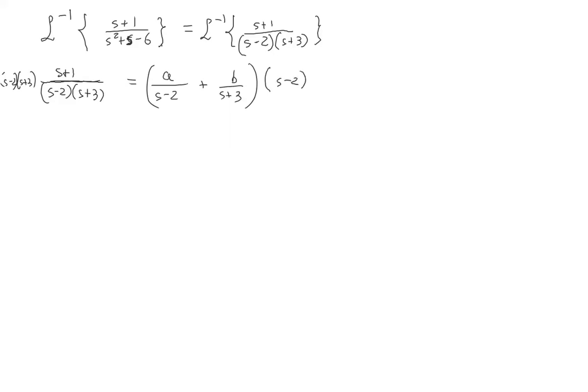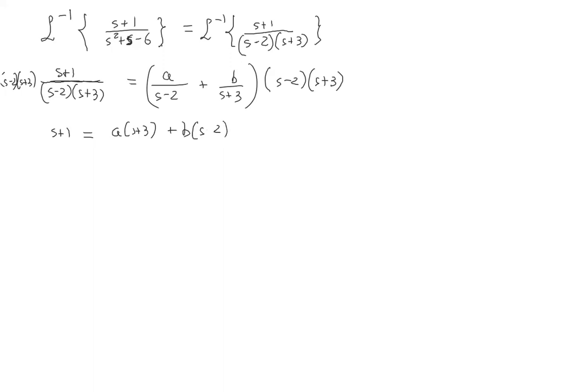So you can multiply both sides by this. That's another way of clearing denominators. S squared plus S minus 6, S minus 2 times S plus 3. Oh, this is correct. Okay. So you will get A times S plus 3 plus B times S minus 2.